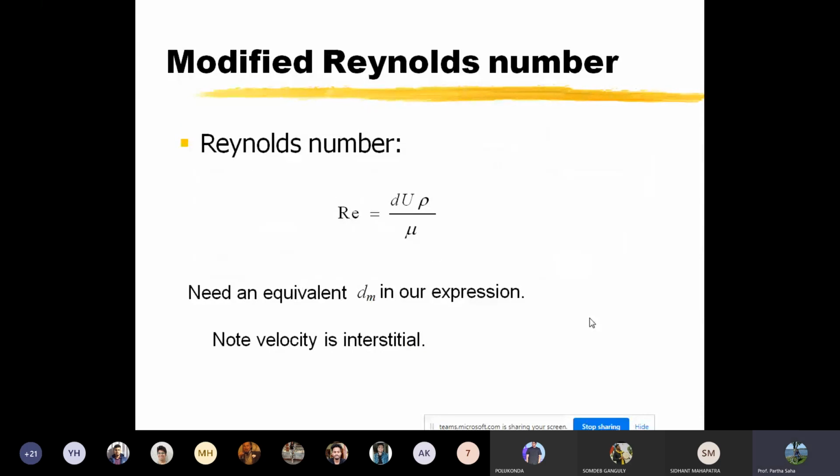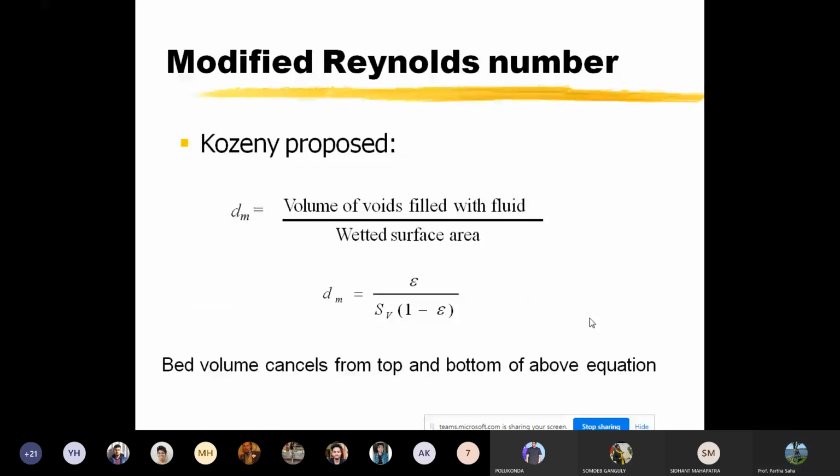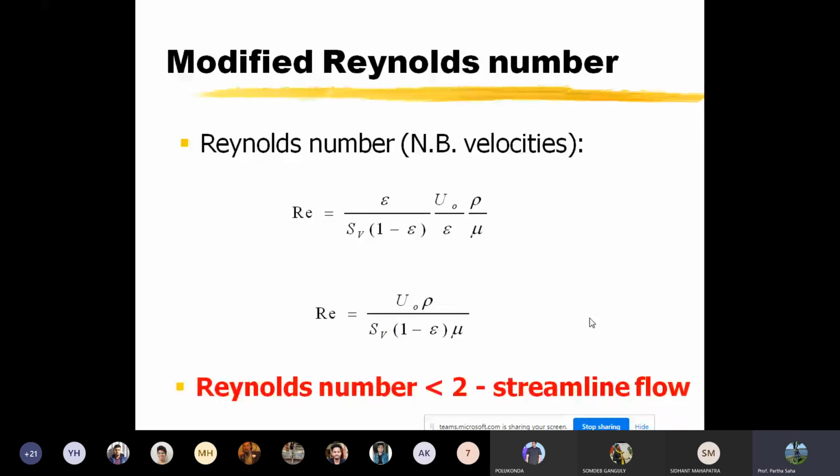Originally the Reynolds number is d V rho by mu, or d U rho by mu. So we can substitute the values we have derived. D can be substituted by dm, the hydraulic mean diameter, and U can be substituted by U naught by epsilon, which is the interstitial velocity. So let us see how this expression becomes. I have already discussed the dm relationship, epsilon by SB into 1 minus epsilon. If we substitute this value, the Reynolds number will become, instead of d you have put dm, that is epsilon by SB 1 minus epsilon.